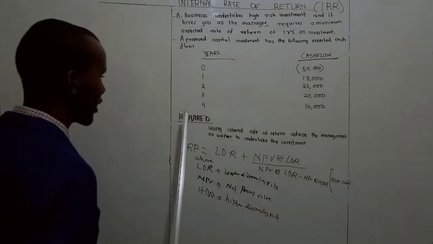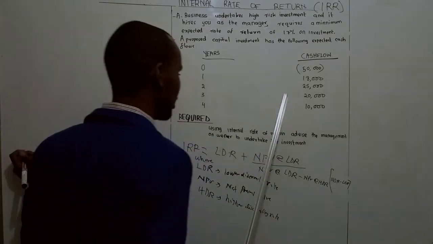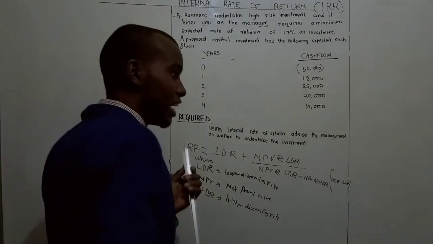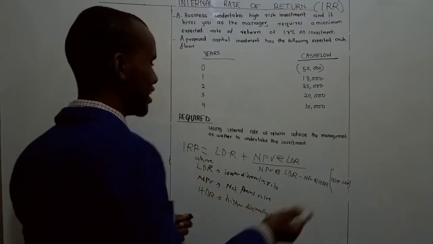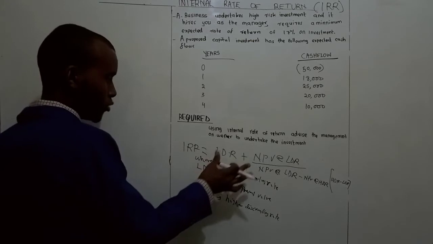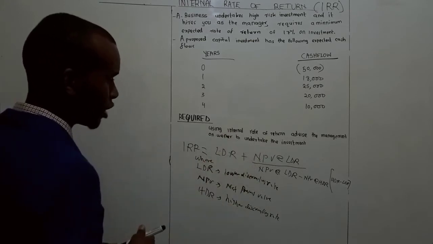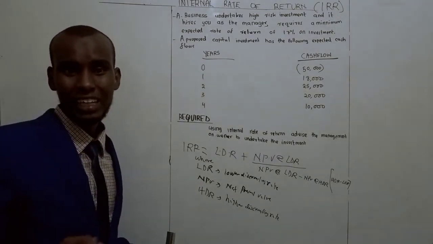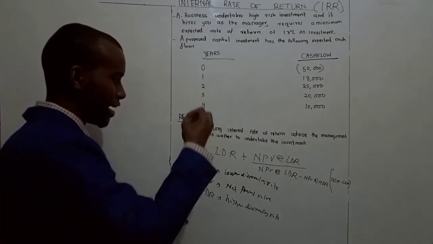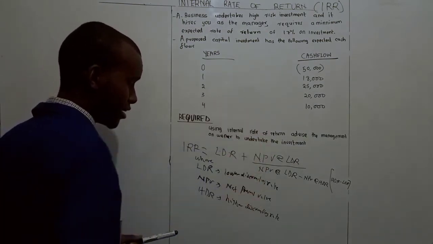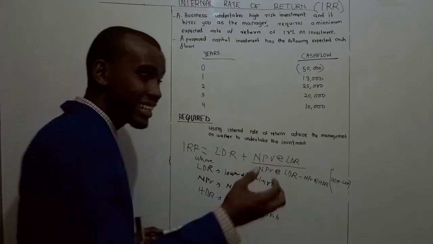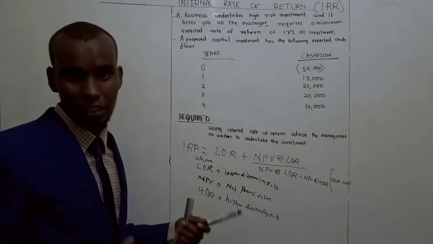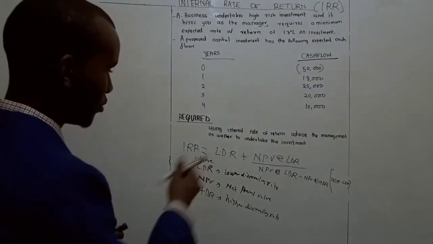Required: using internal rate of return, advise the management on whether to undertake the investment. Before we advise, we first have to identify the internal rate of return. The advice of internal rate of return is that if the IRR is greater than the expected return, then we accept. But if it is less, we reject. Now let's find out the IRR.